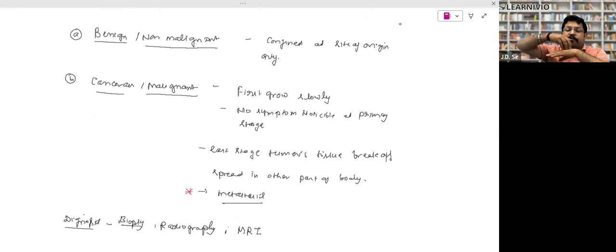There are two options. Either remove the tumor, or, in case it has spread across the whole hand, you have to remove the hand. But if you remove the hand or that part, then the person will survive. The person will not die, because the tumor is confined to a particular organ, a particular part.